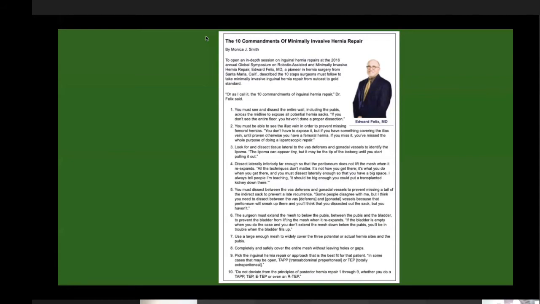The surgeon must extend the mesh to below the pubis, between the pubis and the bladder, to prevent the bladder from lifting the mesh when it expands. Ideally, you should dissect from below up to 4 centimeters of the pubis, so that your mesh fits in well.